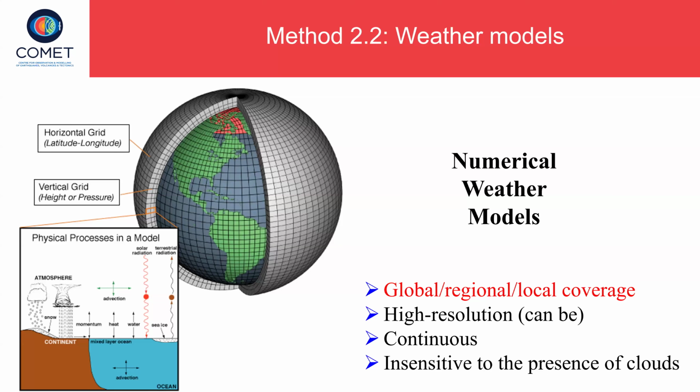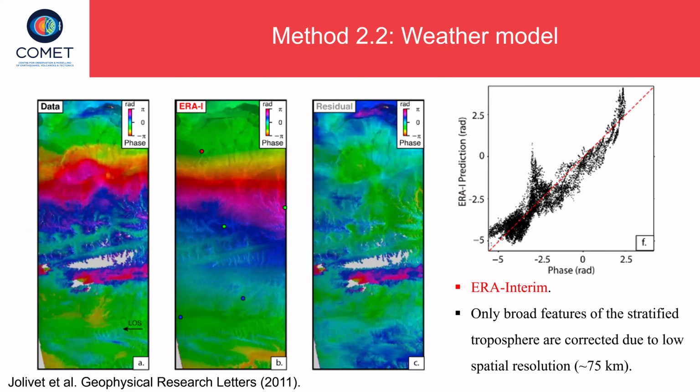So it also has global coverage and very high resolution, and is continuous both in space and in time. We have over 40 years of numerical weather model data available currently, over 50 years actually, and it is insensitive to the clouds. So this is one example showing the performance of using this kind of data. The original one, the estimated correction map, and after correction, you can see the red signal was removed by this kind of observations. So only broad features of the troposphere are corrected because we have very low spatial resolution of this data. So we can only capture broad features, not detailed tropospheric signals.